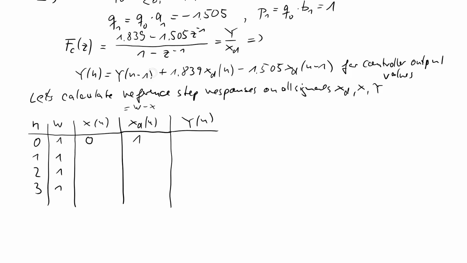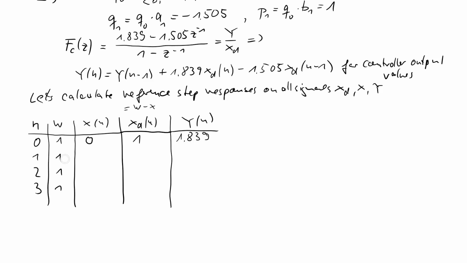So we use this equation. y of -1 is set to 0. Initial conditions means this old value must be set to 0. This is 1 multiplied with our Q0, and this is still 0 because this is a step in the past. So we get 1.839 as the first impulse of my deadbeat controller output. Okay, so this was the first step.